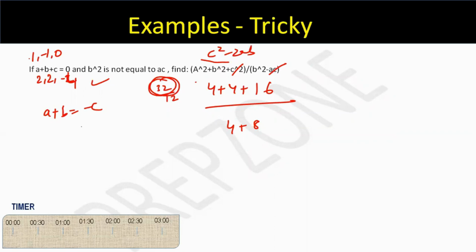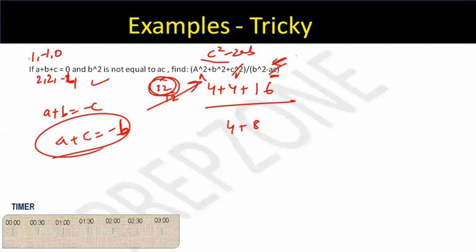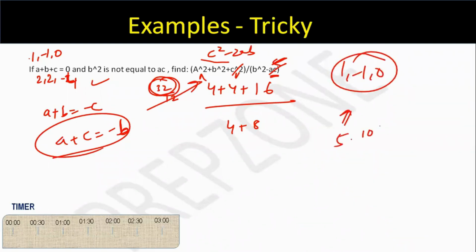Okay, I should have used a plus c is equal to minus b. Okay? Why? Because this equation is symmetric about a and c. This is AC and this is AC. So it's symmetric about A and C. So you just put this value and you will get 2 directly as your answer. But the learning is always to solve by putting in values. And this question was solvable in 5-10 seconds.